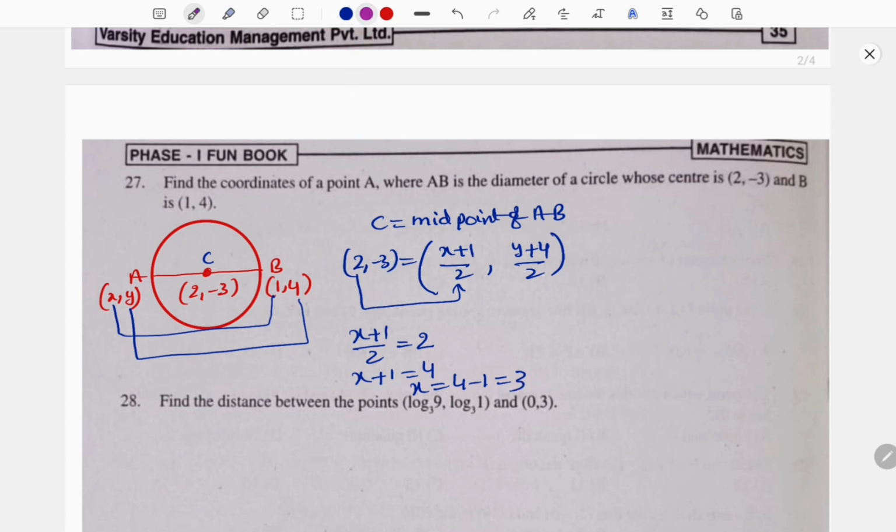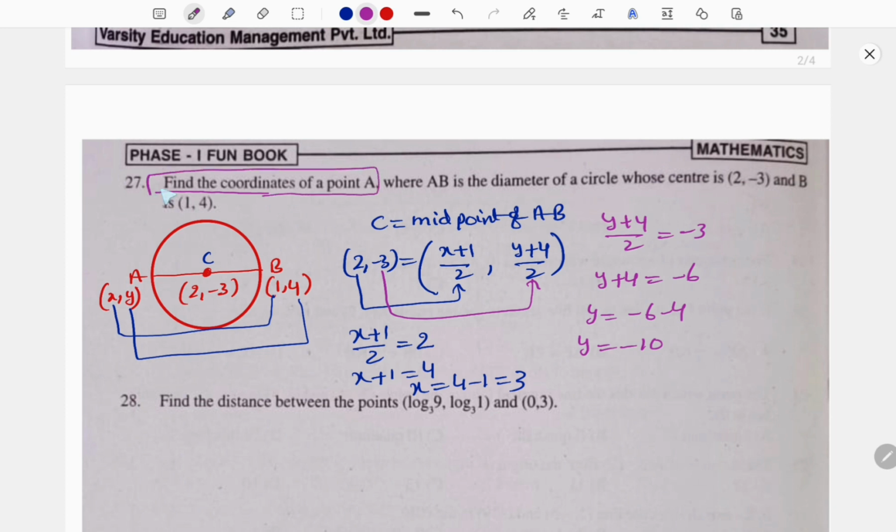Now x is equal to 4 minus 1, that is equal to 3. Now equating these two elements, (y plus 4)/2 is equal to minus 3. y plus 4 is equal to 2 into minus 3, minus 6. Then y is equal to minus 6, the plus 4 taken to that side becomes minus 4, then y is equal to minus 10. The question asked to find the coordinates of point A. Therefore A is equal to (3, -10).